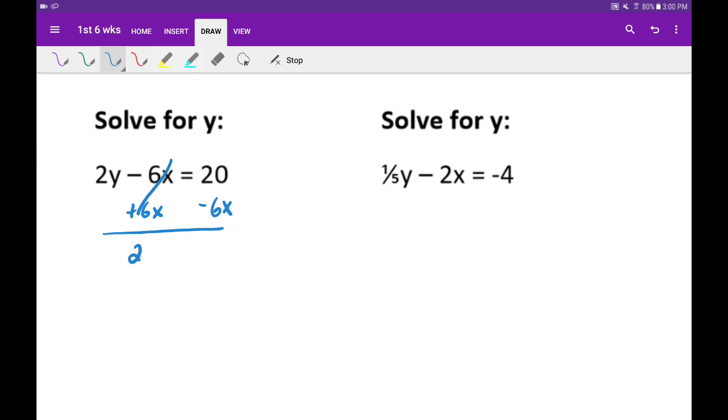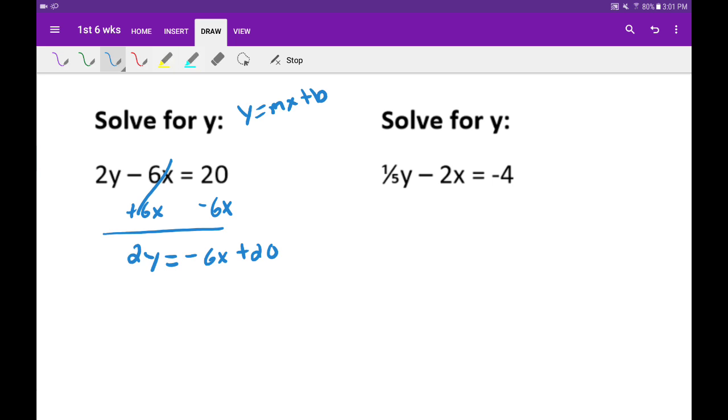Okay, those cancel, bring down the 2y. Okay, we can't take negative 6 from 20 because there's the x variable involved. So we're going to get negative 6x plus 20. And I'm going to do y equals mx plus b. So keep that in mind since we'll be graphing later.